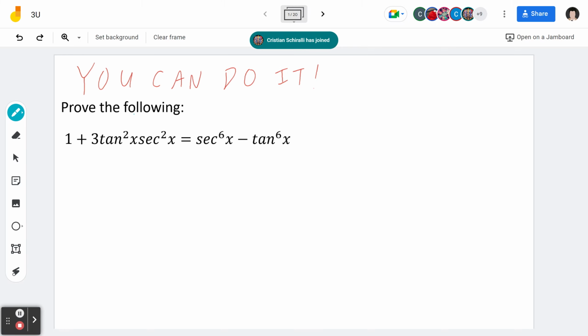Hi everyone. Let's take a look at the following example. Prove the following: 1 plus 3 times tan x squared times secant x squared equals secant x to the power of 6 minus tan x to the power of 6.